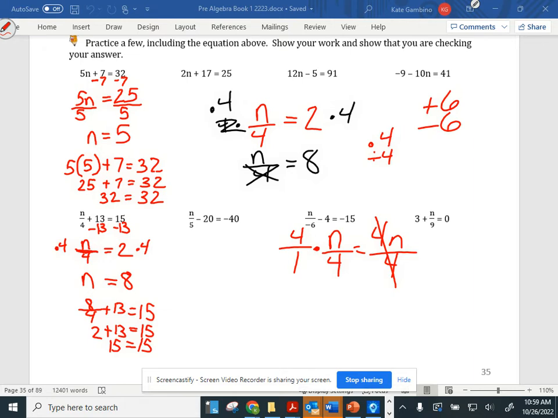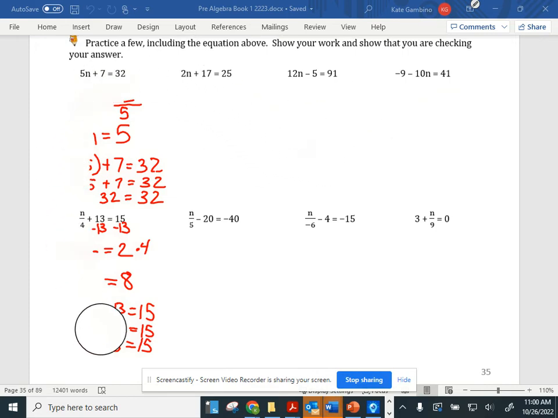I'm saving you the step of writing this out. So I am saving you a step. Okay? But this is what it looks like. 4 times n, 1 times 4. So it's 4n divided by 4. Does that make more sense, Evelyn? Kind of. Picture it like this. It would be 4n divided by 4. So the 4 divided by 4 is 1. Okay.